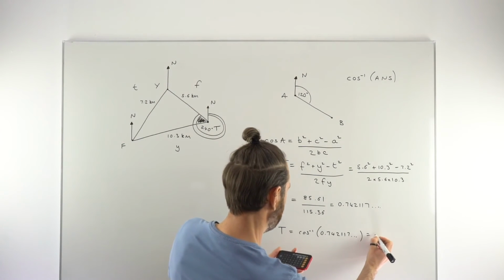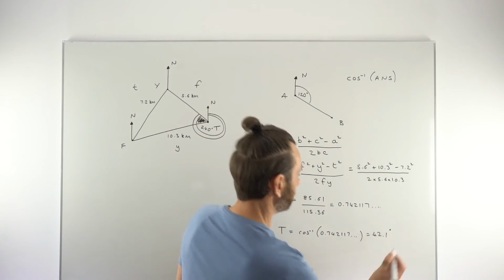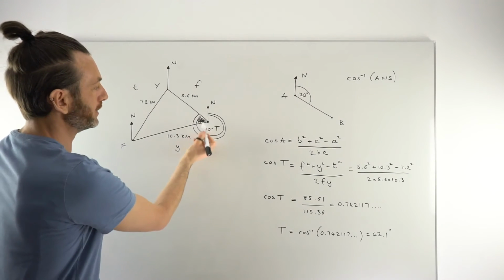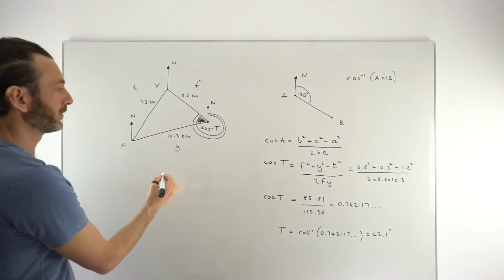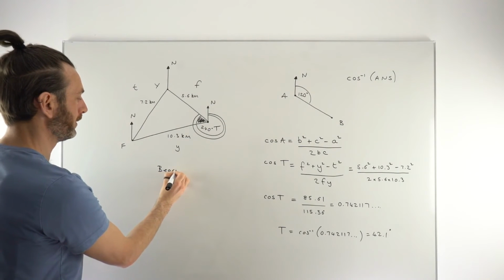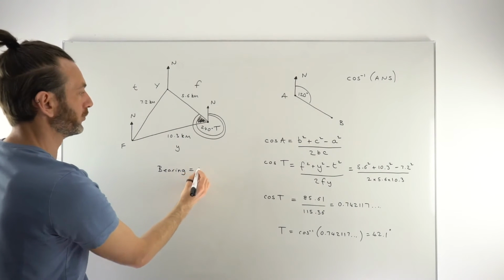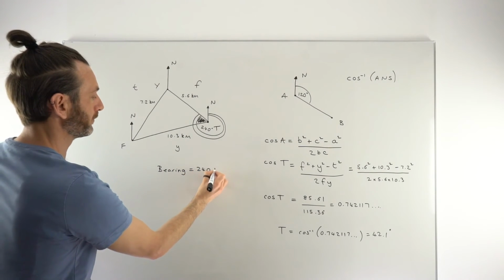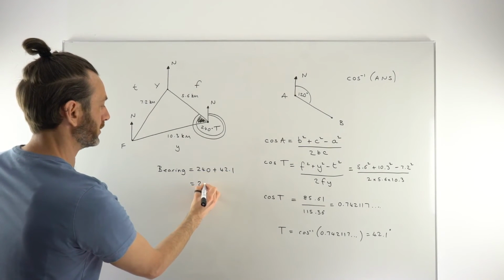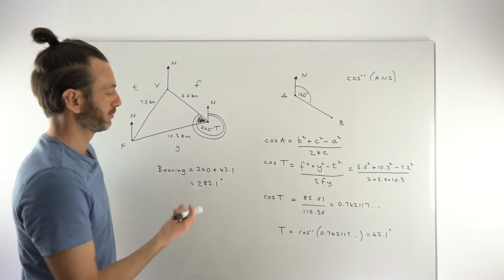So that's come out to be 42.1 degrees. So looking at the diagram, that looks reasonable, doesn't it? That could be 42.1 degrees. So that tells us then that the bearing that we were looking for, so the bearing of y from t, is going to be equal to 240 plus 42.1, which is 282.1 degrees. And that looks pretty good, doesn't it?